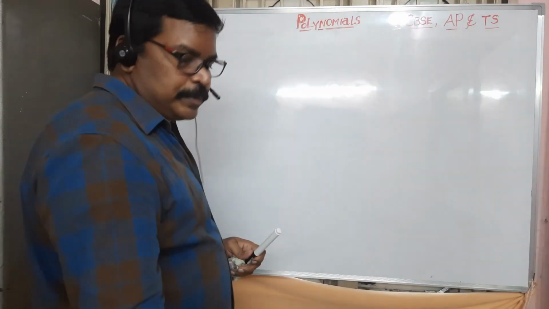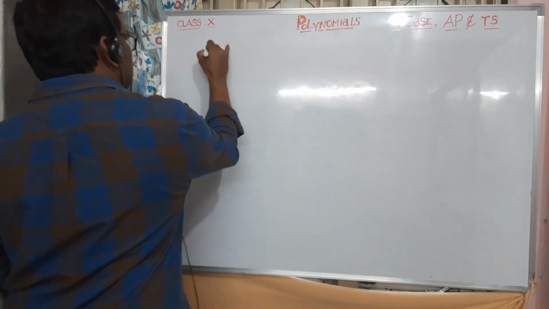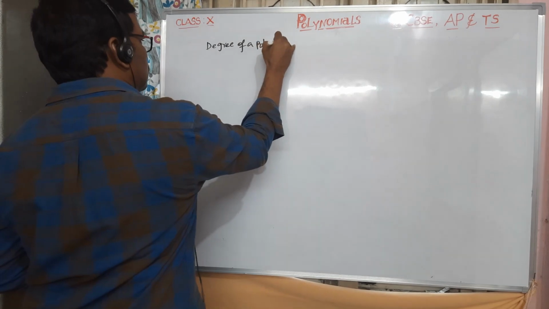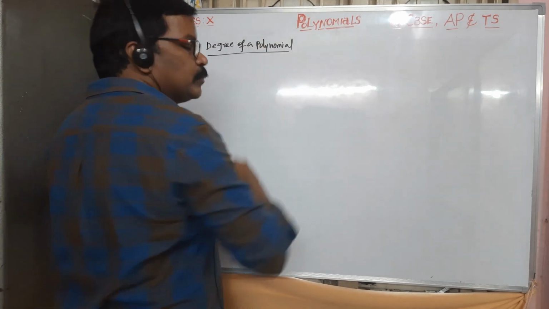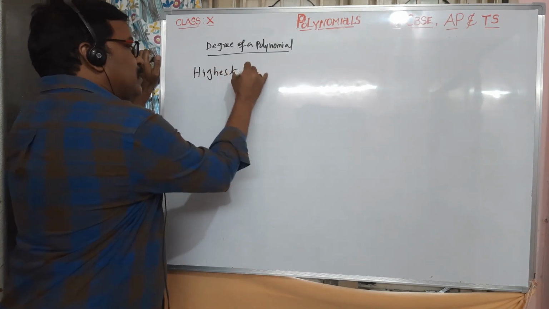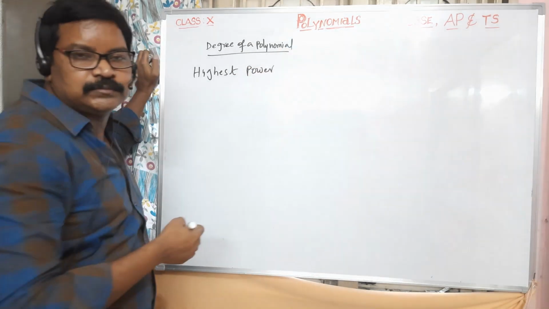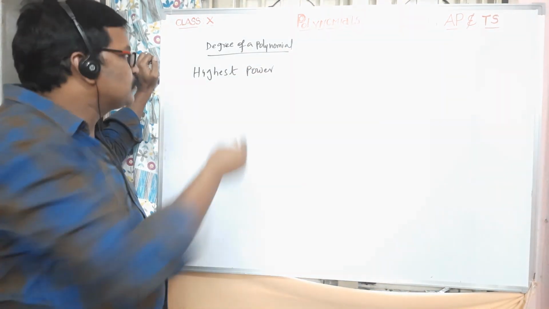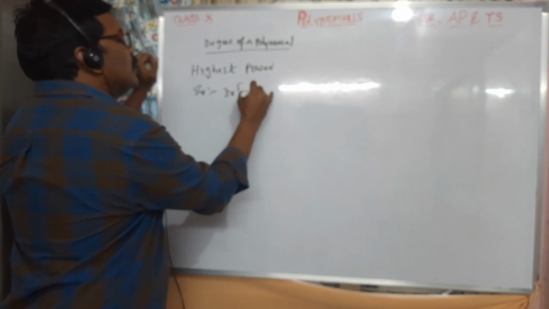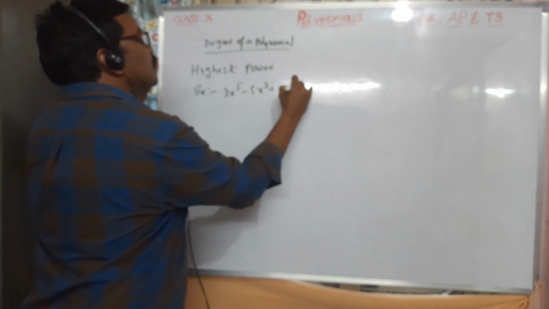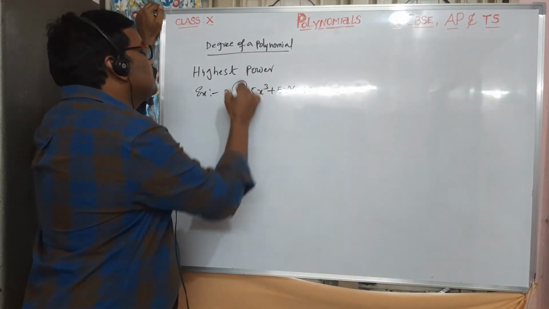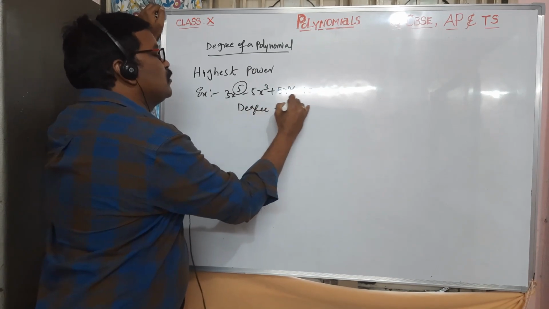So understand, children, the topic is degree of a polynomial. What is the degree of a polynomial? The highest power of the variable is called the degree of a polynomial. For example, 3x power 5 minus 5x cube plus 5x square minus 10. Here the highest power of the variable is 5. Therefore, the degree of this polynomial is 5.